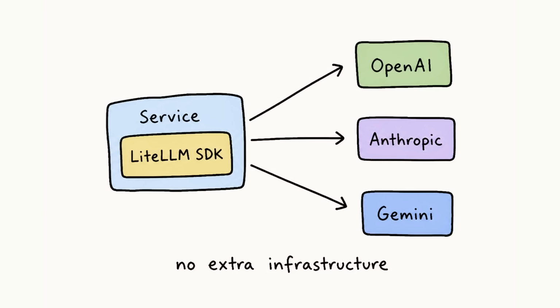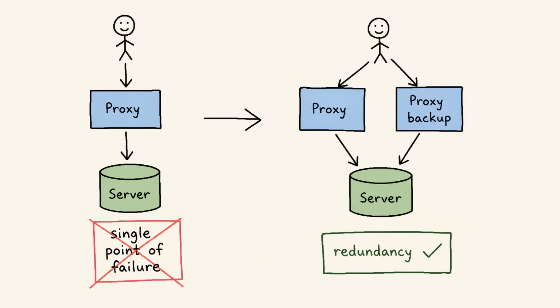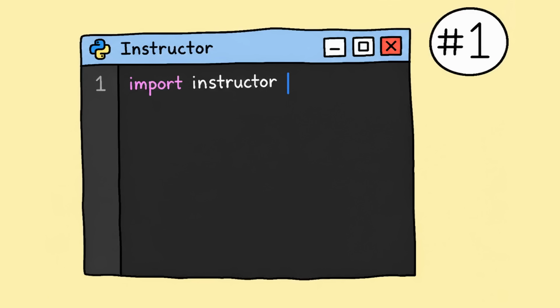So, the fork. Use the SDK inside a single service for simple provider flexibility with no extra infrastructure to babysit. Stand up the proxy when you've got many teams, many providers, and you need centralized cost and policy control. And when you do, give it the redundancy any single point of failure demands. Either way, this is the repo that keeps you from marrying one model vendor.